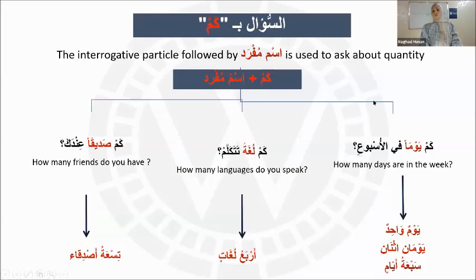So, first example, كم يوماً في الأسبوع? How many days are in the week? So, يوم means day, and the plural for يوم is أيام. So يوم, أيام. How many days are in the week?